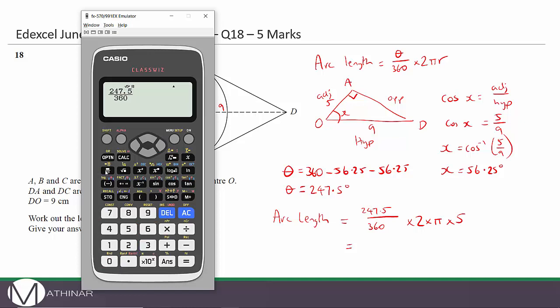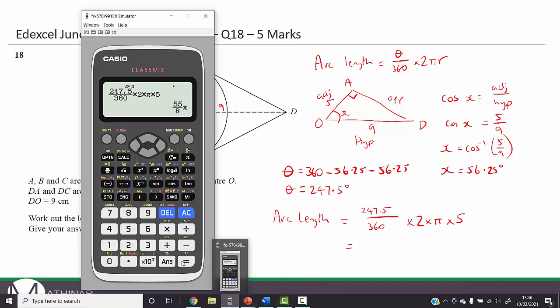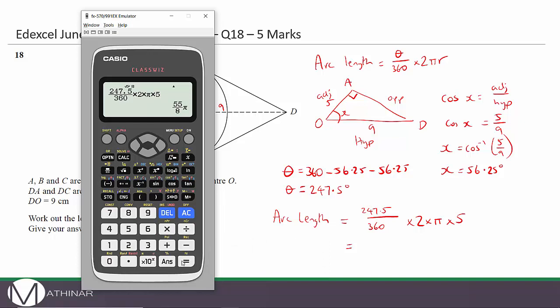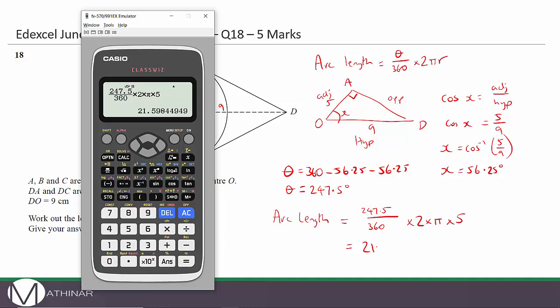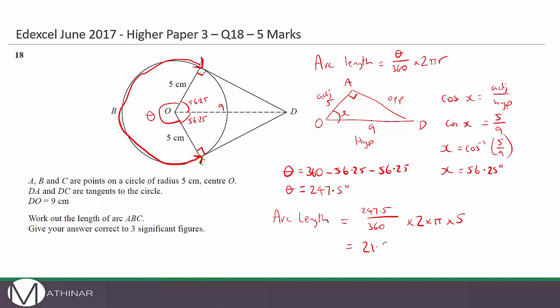So 247.5 over 360 times 2 times pi times 5. And this gives me as a decimal 21.60. And so to three significant figures, that's 21.6 centimeters squared.